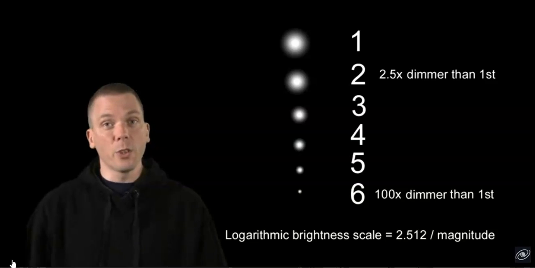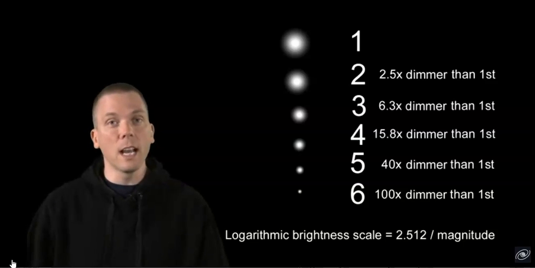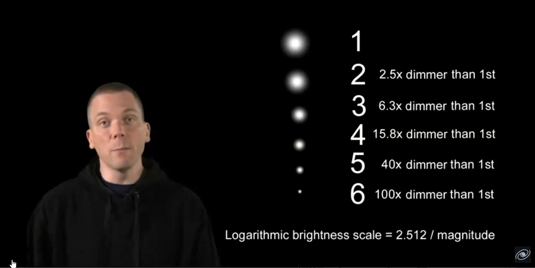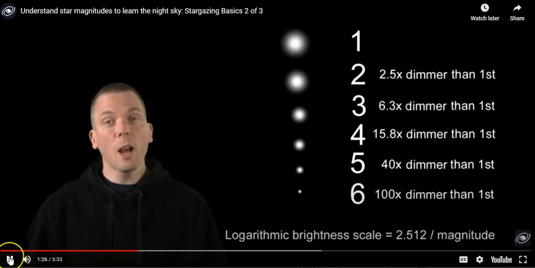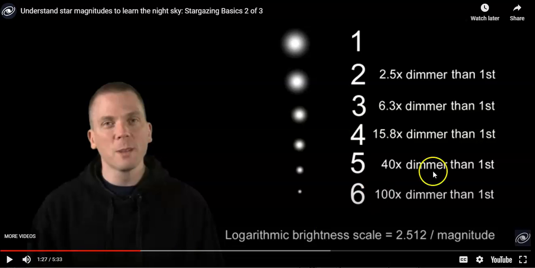The difference from 1st to 3rd magnitude is 6.3 times, 1st to 4th, 15.8, 1st to 5th, about 40 times. So if when you were practicing multiplying with decimals, if you ever wondered, will I ever use this? Well, if you go into astronomy and you're working to figure out the brightness of a star, you absolutely need to be able to multiply with decimals.